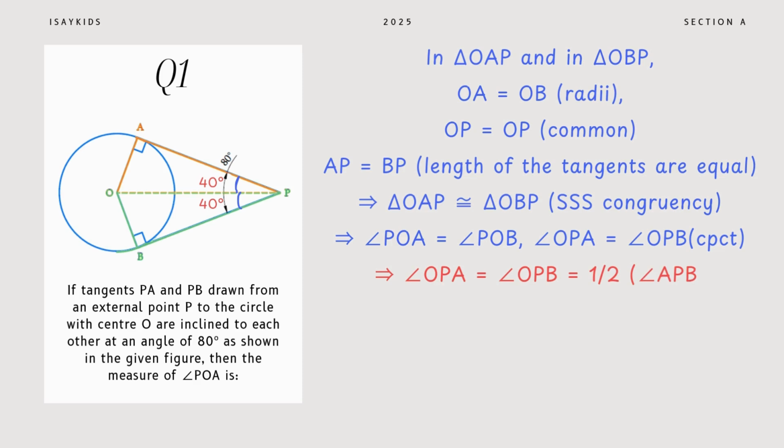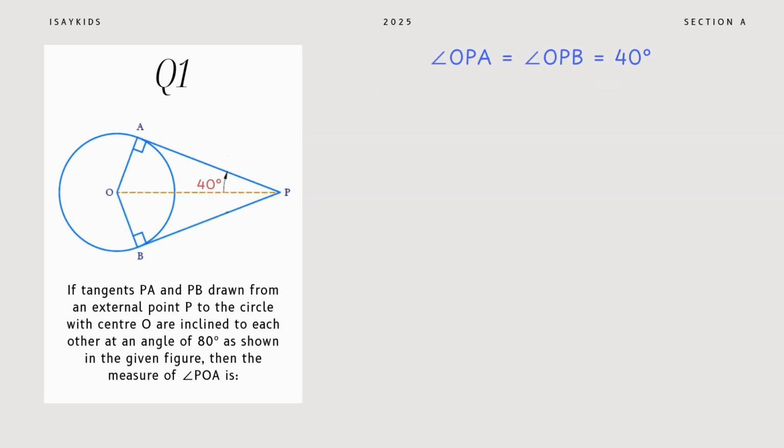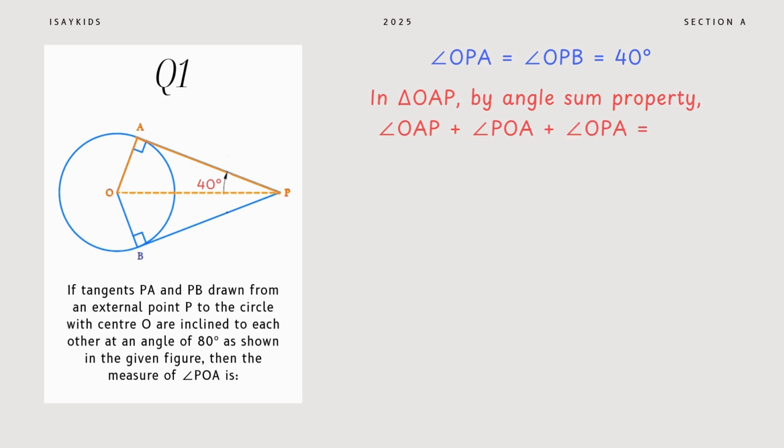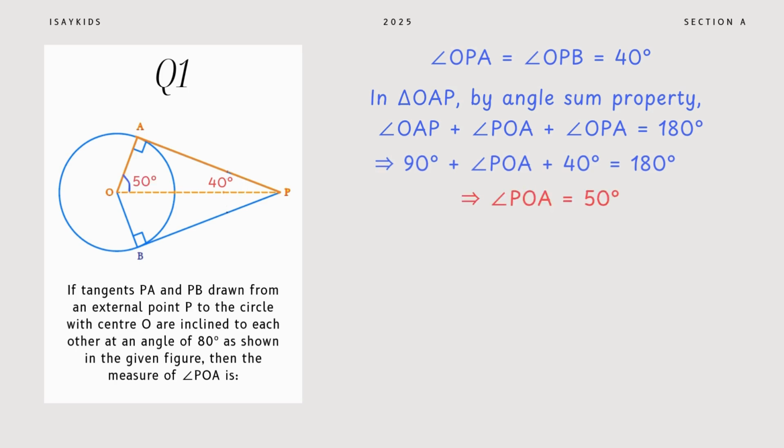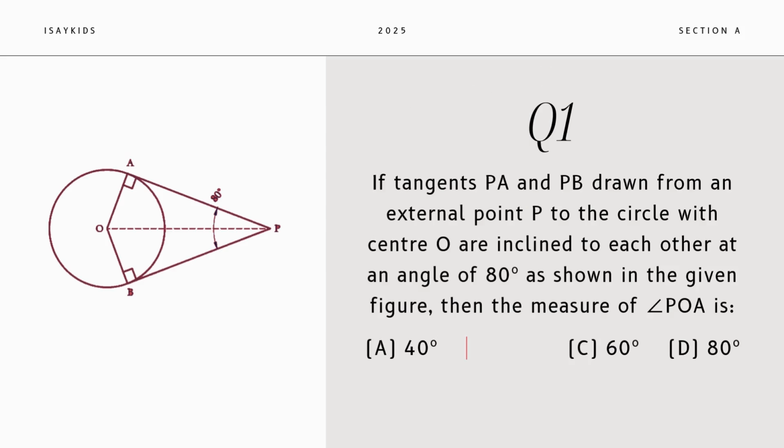That means angle OPA is equal to angle OPB and both are equal to half of 80 degrees, so 40 degrees each. Now in triangle OAP, by angle sum property, sum of angles is 180 degrees. Now we know angle OAP is 90, angle APO is 40. So angle POA would be 50 degrees. Hence option B is the correct answer.